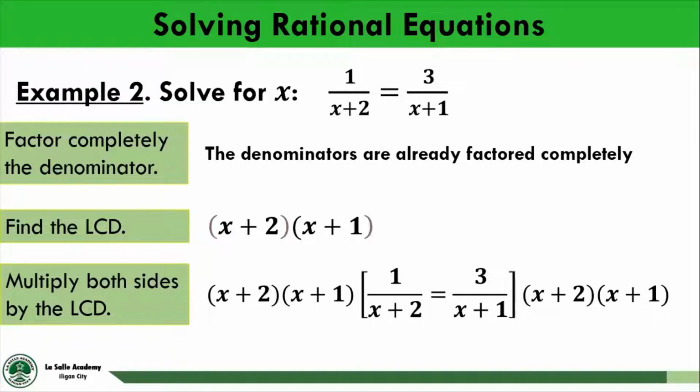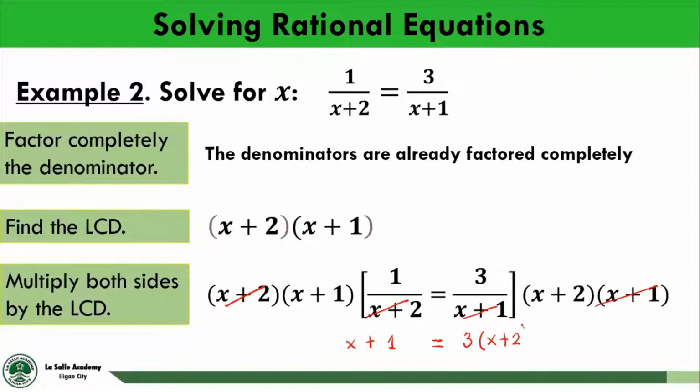Now we can just cancel out the LCD and the denominator. Just cancel out the common factor. In this case, we have x plus 2 as the common factor on the left side of the equation. And here we have x plus 1. So now the remaining equation will be x plus 1, because x plus 1 times 1 is just x plus 1. And that is equal to 3 times x plus 2.